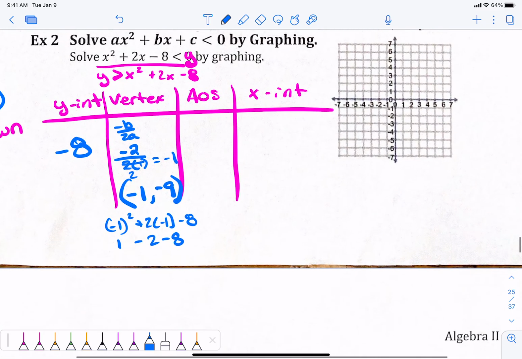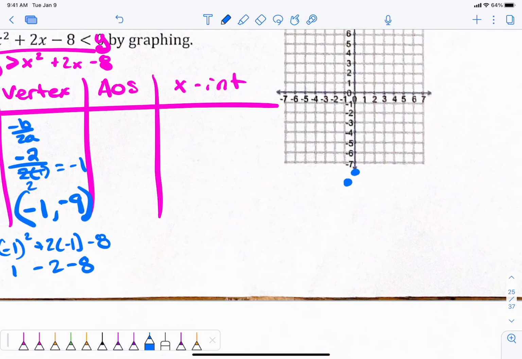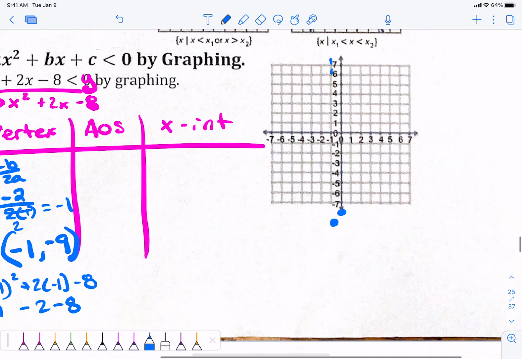All right, so let's graph that information. We have the y-intercept is negative 8. We've got negative 1 is at negative 9. We're off the chart a little bit, okay? There's my 2 spots. Negative 1, negative 9. The y-intercept is negative 8. My axis of symmetry is right there, right?